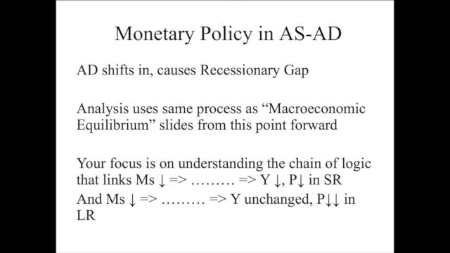So now that we know AD shifts in, we go to basically the same analysis we did in the macroeconomic equilibrium slides. In those slides, I worked out the inflationary gap case where AD shifted out, and I asked you to work out the case where AD shifts in. We call that a recessionary gap. Hopefully you're comfortable working through that process and understanding the recessionary gap. If not, we're going to work through it in the next few slides.